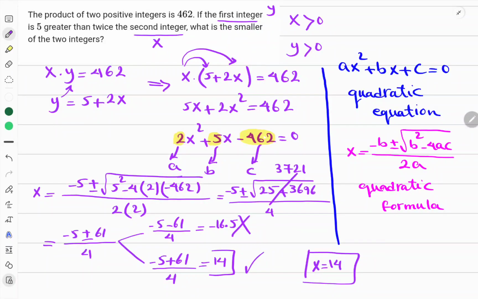And we don't need to find the value of y because we are going to find the smaller integer, which is x. y is 5 plus 2x, which is greater than x. So your final answer is 14.